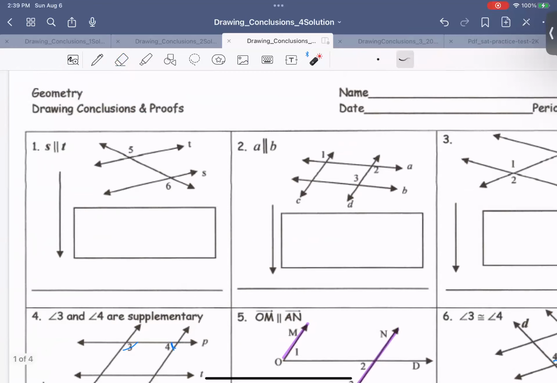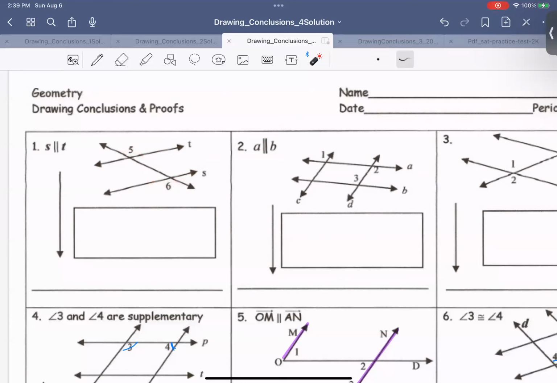Stephen, let's see here. I have line S and T parallel. What conclusion do I want to say? Alternate exterior angle. So angle 5 and angle 6 are congruent because of alternate exterior angles. Alternate, yes, very good.